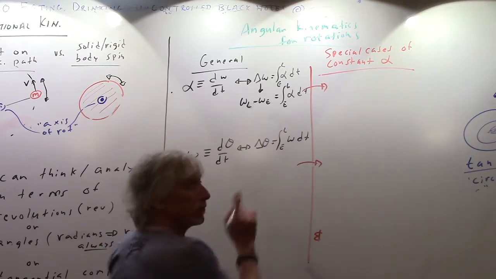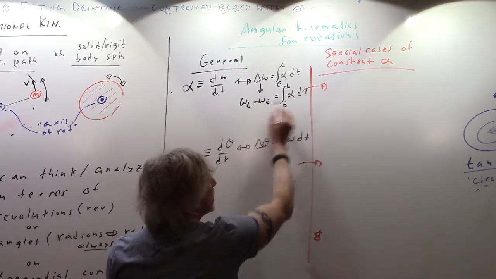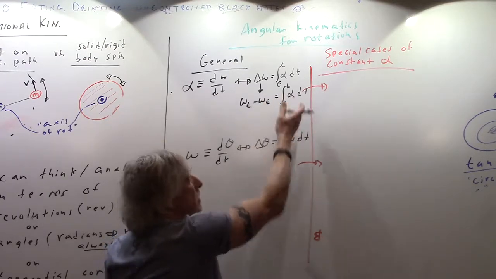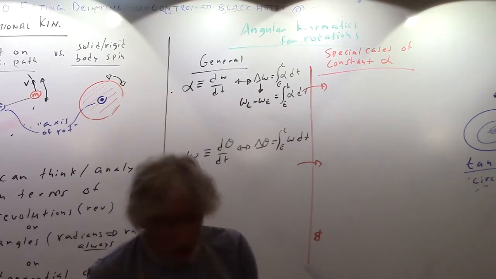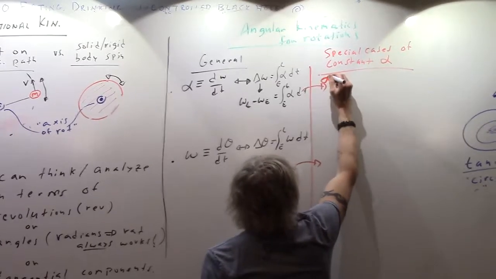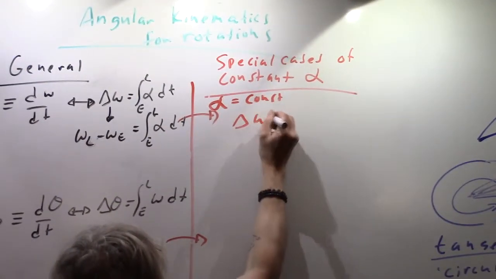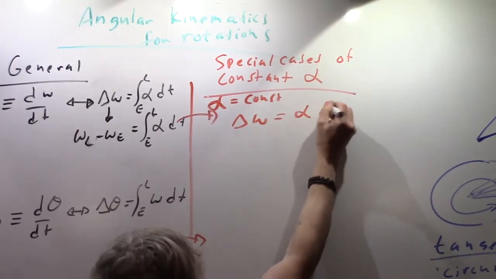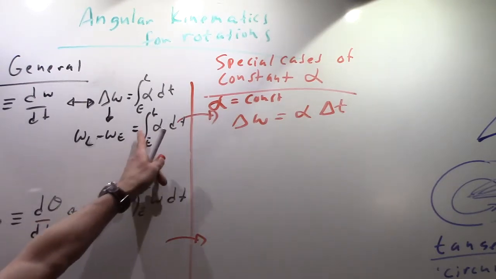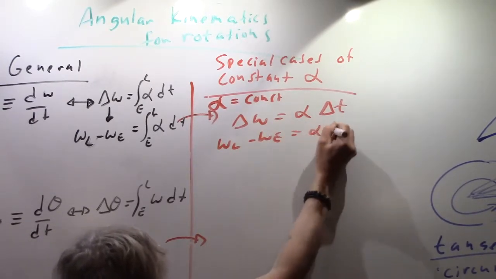Now, if I have a graph of alpha versus time, then this would be the graphical area. Or I can look at the average alpha times dt. But let's take a look at the constant case. If alpha equals a constant, then I could say delta omega is equal to alpha delta t, because I pulled the alpha out, and the integral of dt is delta t. And that tells me that omega later minus omega earlier equals alpha delta t.